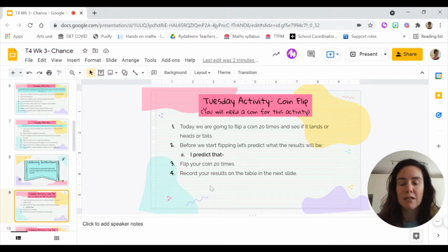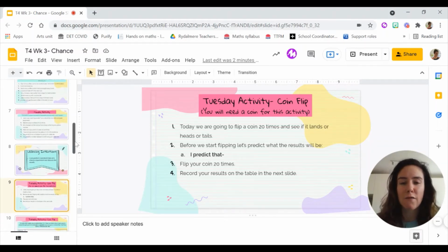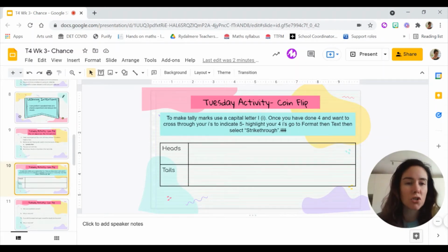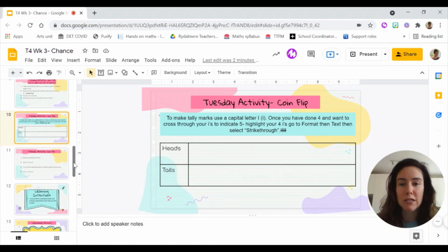Then step 3 is to flip your coin 20 times, and step 4 is to record your results on the next slide here. And I've just written some instructions here for how you can do tally marks if you're working directly into the slides. I know some people take a screenshot and then use a pen to write over the top, or some people would prefer to do it on paper, but these are instructions if you would like to do tally marks straight into your table to record your results. It is important that we use tally marks if we can, instead of numbers, because that is an important part of data collection.